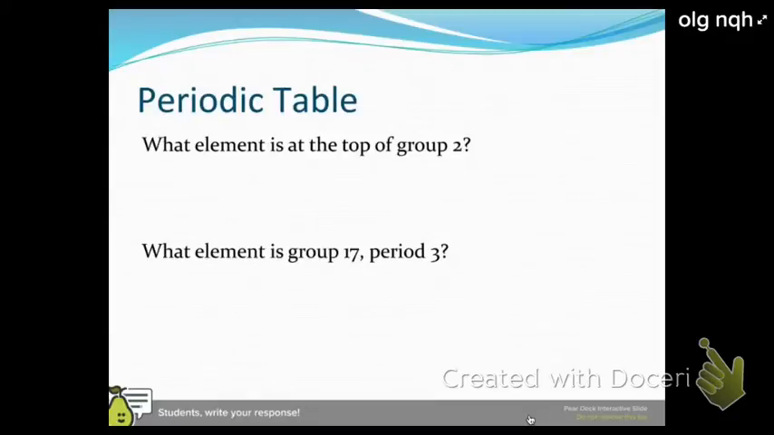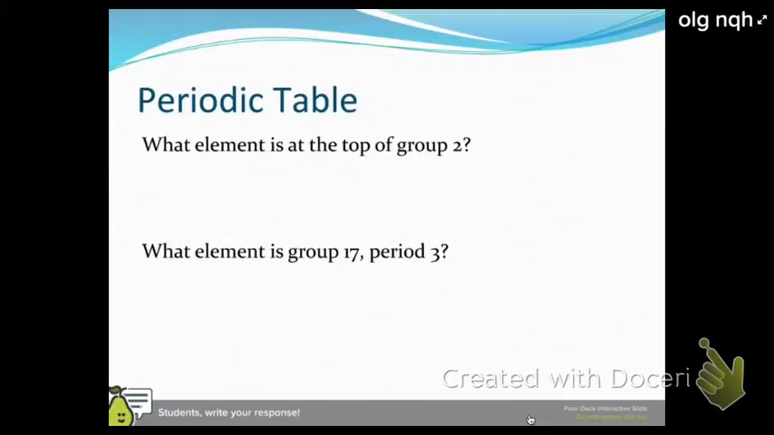So even though the first period only contains hydrogen and helium, it still counts as period 1, period 2, period 3, all the way down. Okay? So group 17 is the halogens. Okay, I shouldn't have said that because we're going to talk about that later. But group 17 is the second to last one over there, and then period 3 is 1, 2, 3 into chlorine.